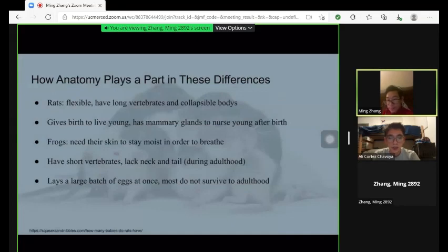The anatomy of rats and frogs plays a huge role in the differences. Rats are flexible thanks to their collapsible bodies and have long vertebrae, along with giving live birth to the young, whereas frogs have short vertebrae and lack a neck and tail during adulthood, along with needing their skin to stay moist in order to breathe. Frogs lay large batches of eggs, where most don't make it to adulthood.